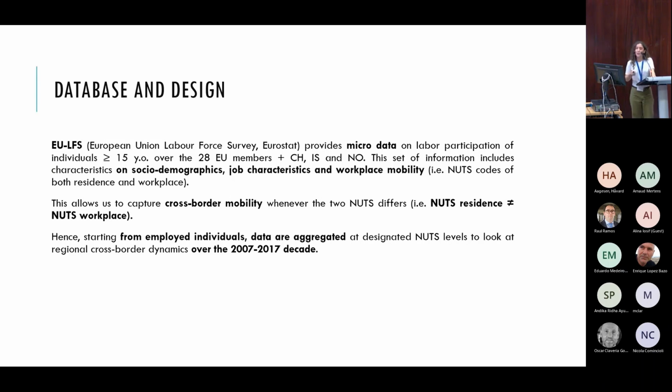For the database, as we have seen previously, we also rely on the European Labour Force Survey. This is a microdata survey which gives us information about the socio-demographics, the job characteristics, and the workplace mobility of the people being interviewed. We are able to capture cross-border mobility whenever the NUTS code of the residence is different from that of the workplace. Starting from individual level data, we aggregate at the NUTS level 2 whenever possible and include in the analysis the dynamics of cross-border commuting from 2007 to 2017.